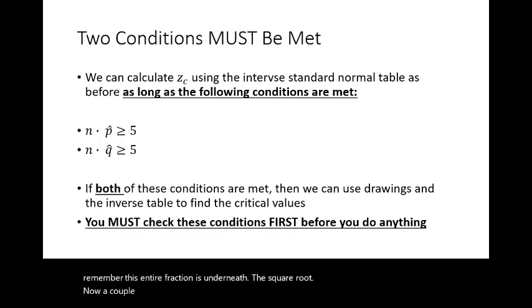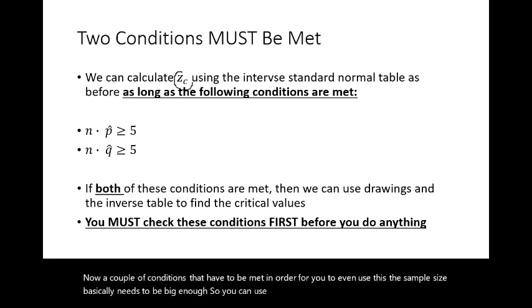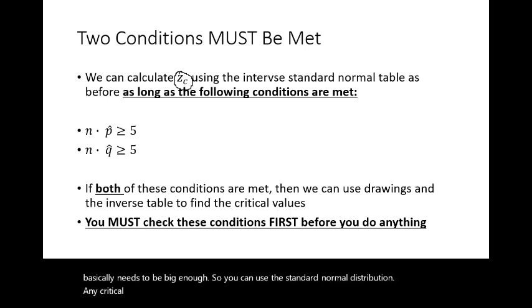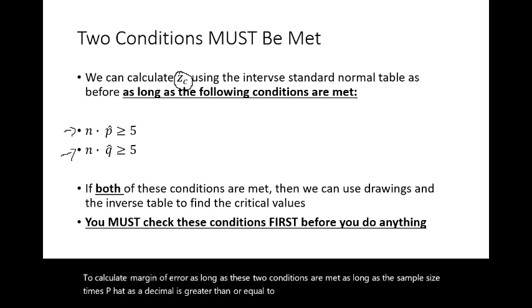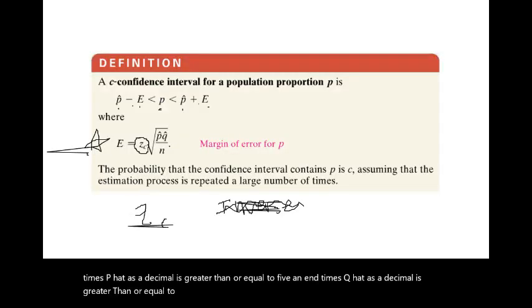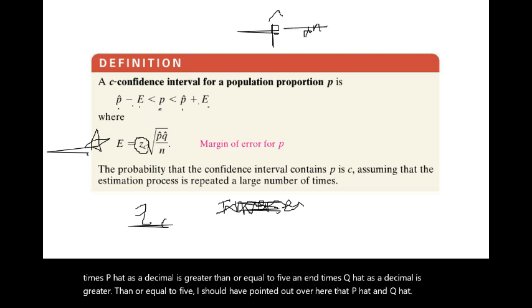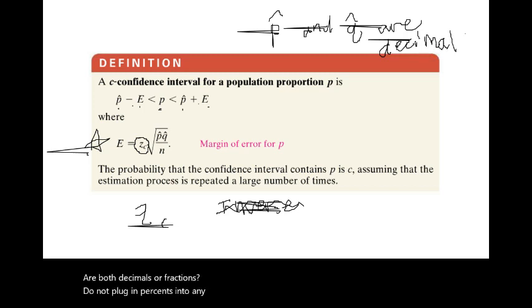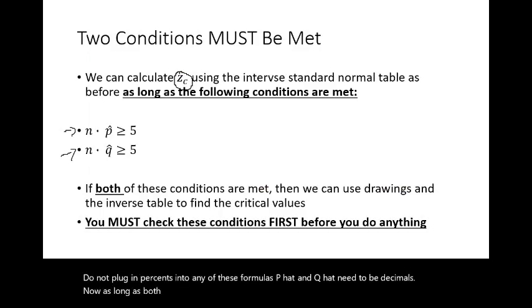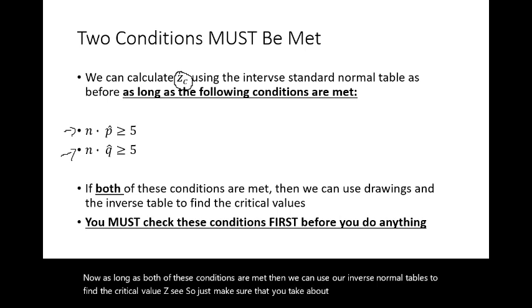Now, a couple of conditions have to be met in order for you to even use this. The sample size basically needs to be big enough. So you can use the standard normal distribution and a critical value zc to calculate margin of error as long as these two conditions are met: as long as the sample size times p hat as a decimal is greater than or equal to 5, and n times q hat as a decimal is greater than or equal to 5. I should have pointed out over here that p hat and q hat are both decimals or fractions. Do not plug in percents into any of these formulas. P hat and q hat need to be decimals. Now, as long as both of these conditions are met, then we can use our inverse normal tables to find the critical value zc. So just make sure that you take about 30 seconds to check that these two conditions are met.